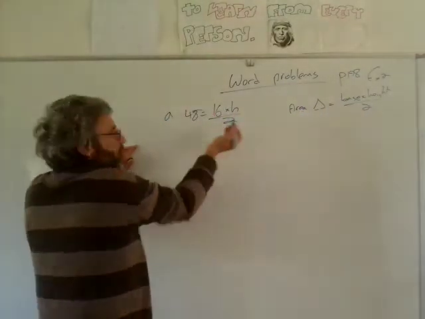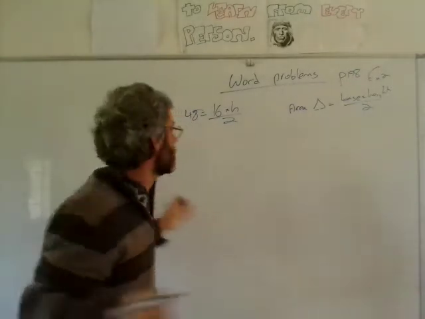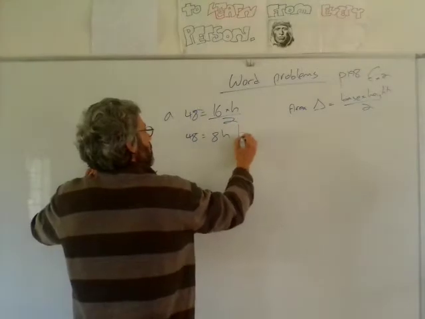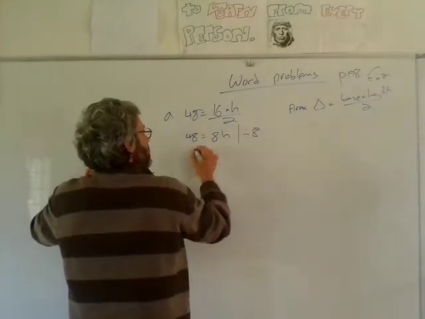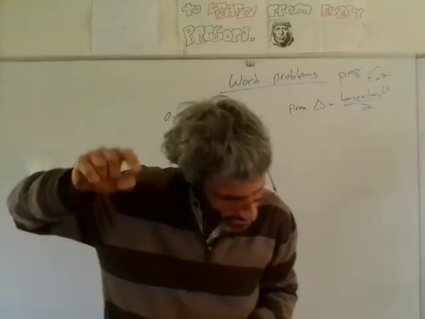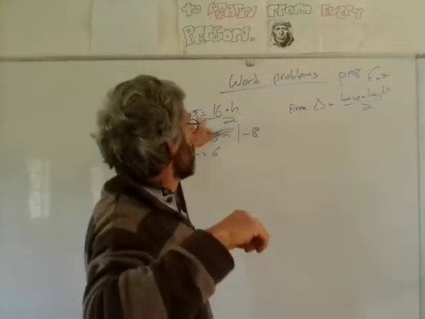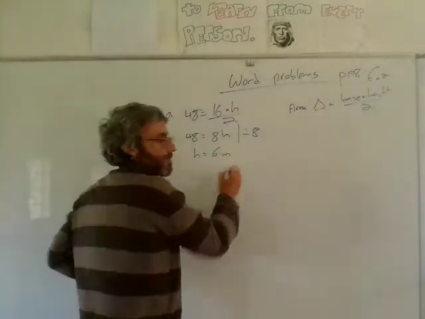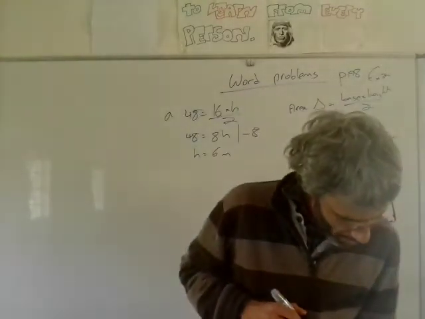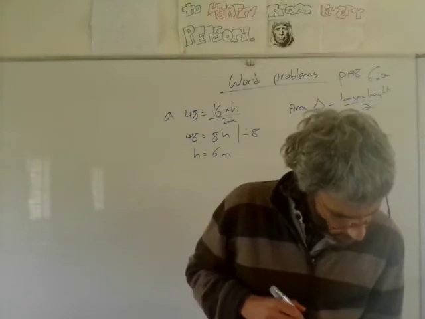Okay, we'll rewrite it as an algebraic equation. So 48 equals 8h. We divide by 8, h equals 6. And we have to write down the units because we work with meters, square meters. The answer will be in meters. Okay, let's choose another question. Yeah, let's do that one.